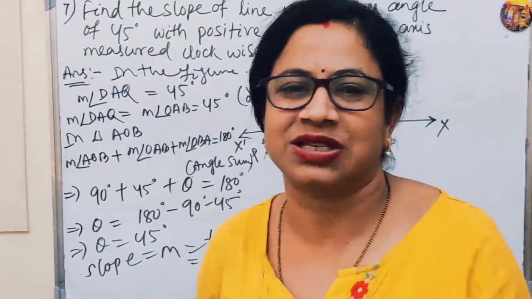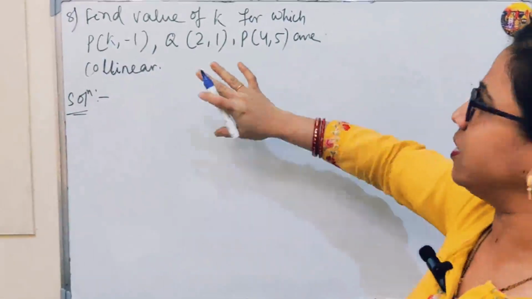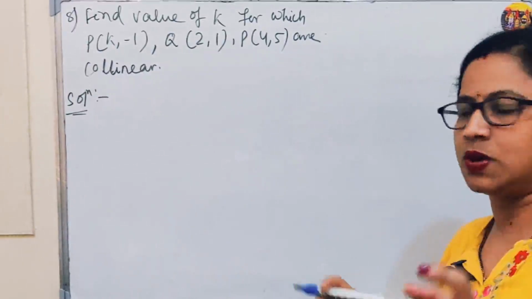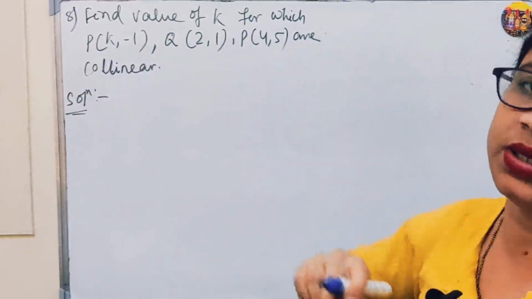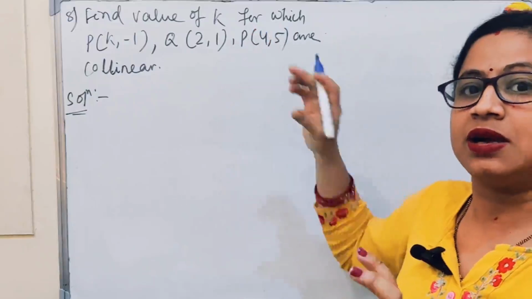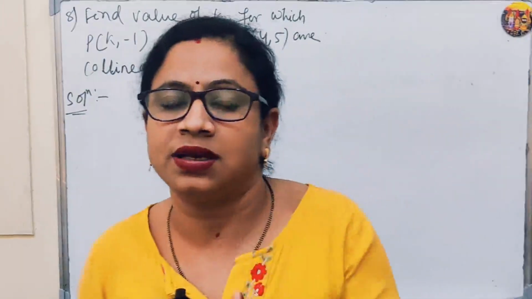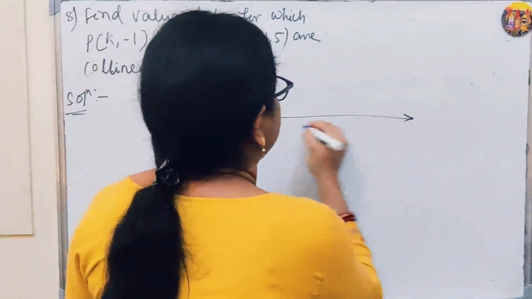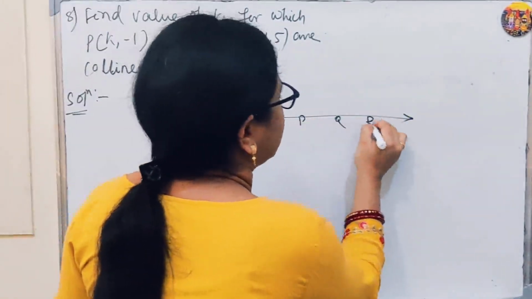Now coming to the next one. Now the last question is: find the value of k for which P(k, -1), Q(2, 1) and R(4, 5) are collinear. Here it is given the points are collinear. Collinear points means the points are on a single straight line. Then if this is my line, P, Q, R will be like this.